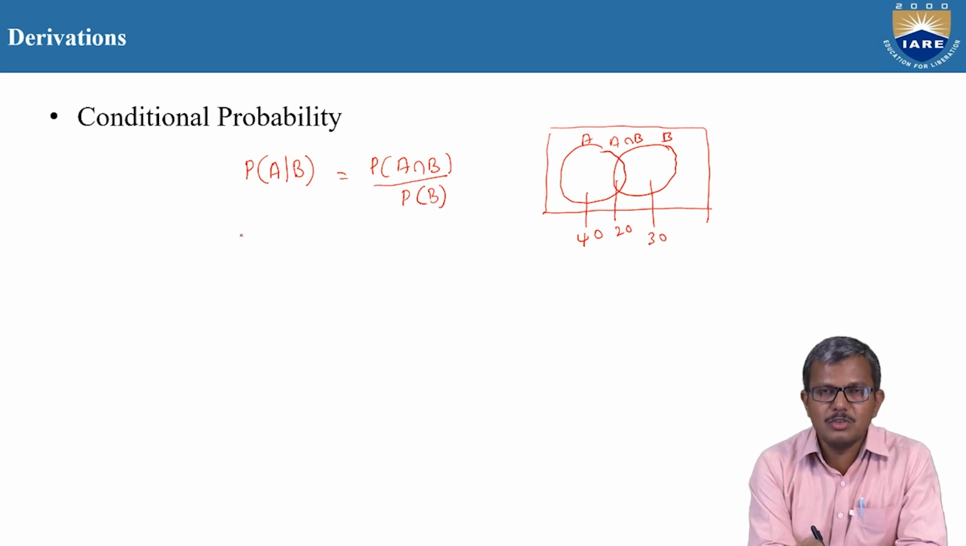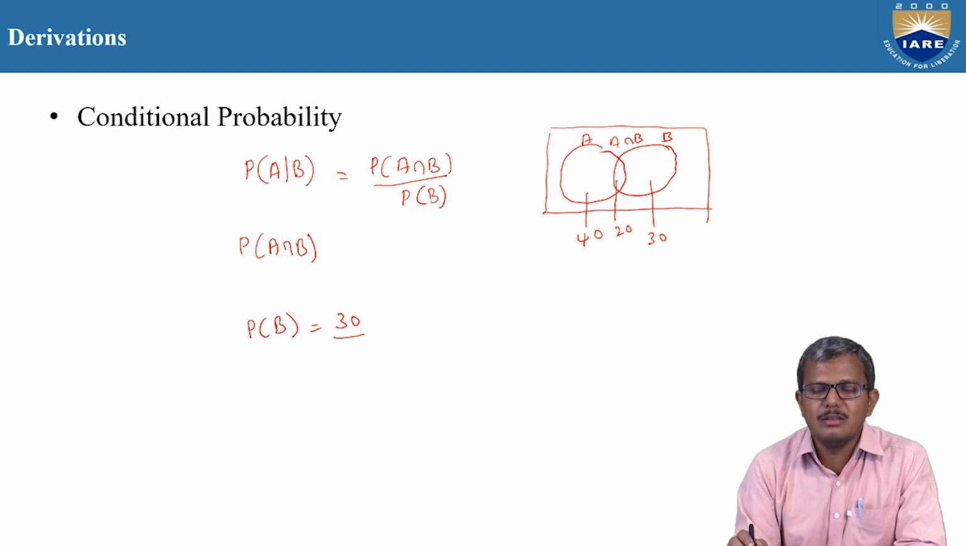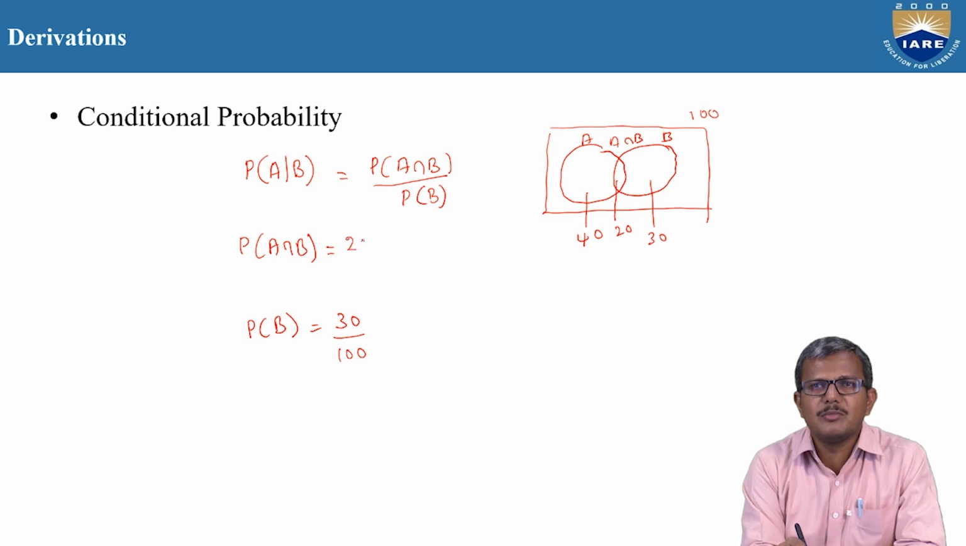If that is the case, first of all you calculate the probability of A intersection B, and after that you calculate the probability of B. The probability of B is already given, which is 30, out of the given samples. So how many samples are there? Before calculating, consider the entire world, that means it is 100%. So the probability of B will be 30 by 100. Similarly, A intersection B is also given in the Venn diagram, that is 20. Again it will be 20 by 100.